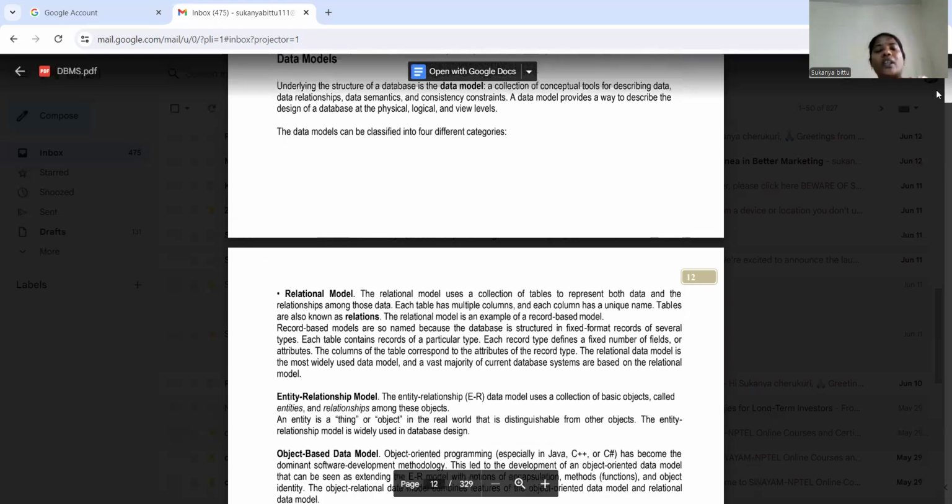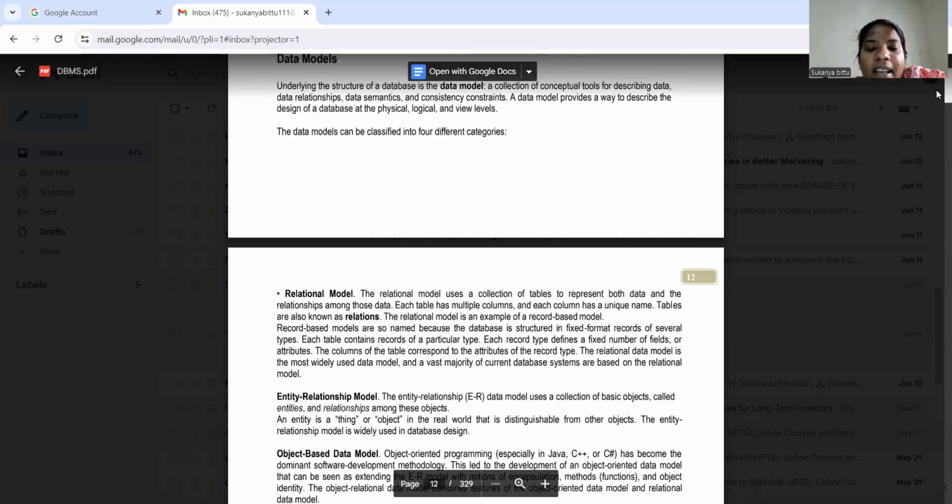Next, relational models. What are the relational models in a database management system? The relational model uses a collection of tables to represent both data and the relationships among those data. Each table has multiple columns and each column has a unique name. So tables are also known as relations.